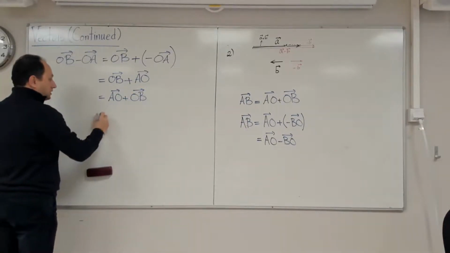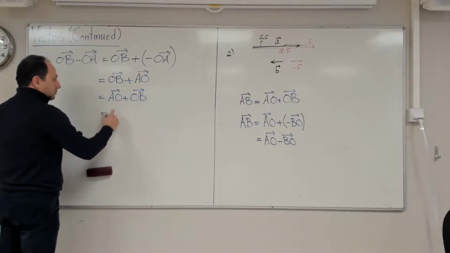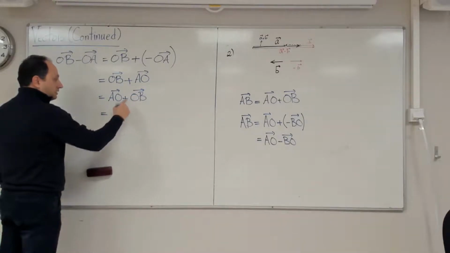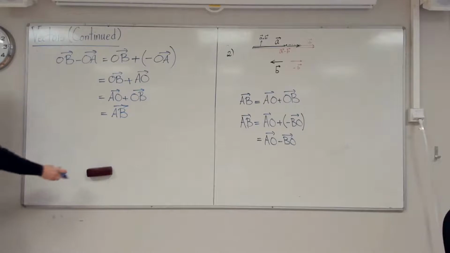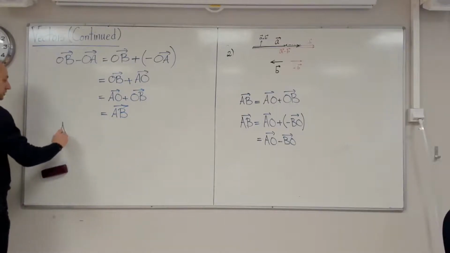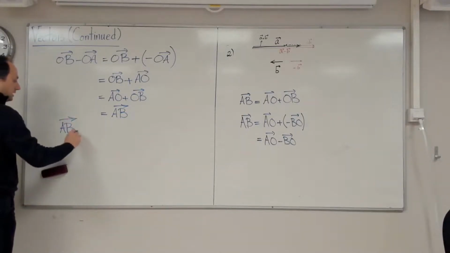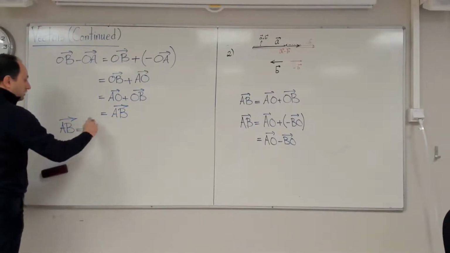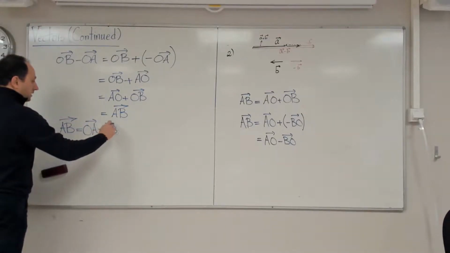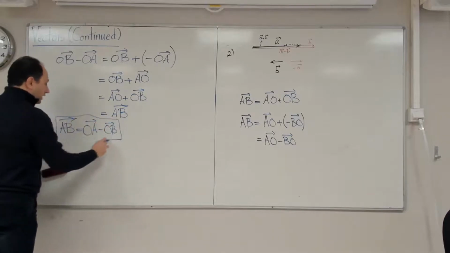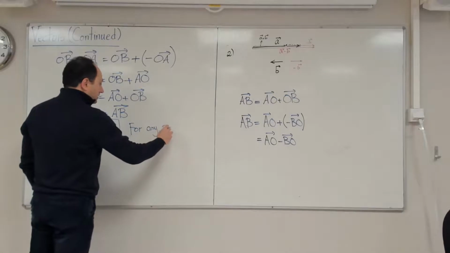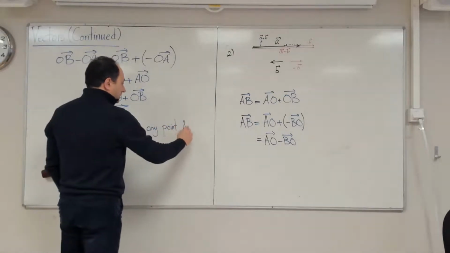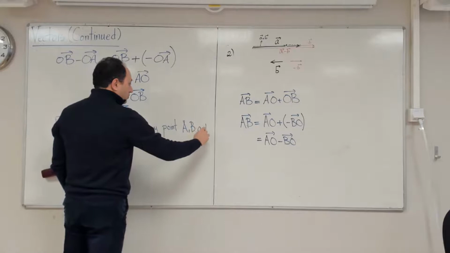And now I can use the Chasles rule, yes? Because this is addition, and the letter in between is the one in common. So I can eliminate this and then write AB. Yes? So here, what we got is a very useful relation. So AB can be written as OA minus OB. This is valid for any points A, B, and O.